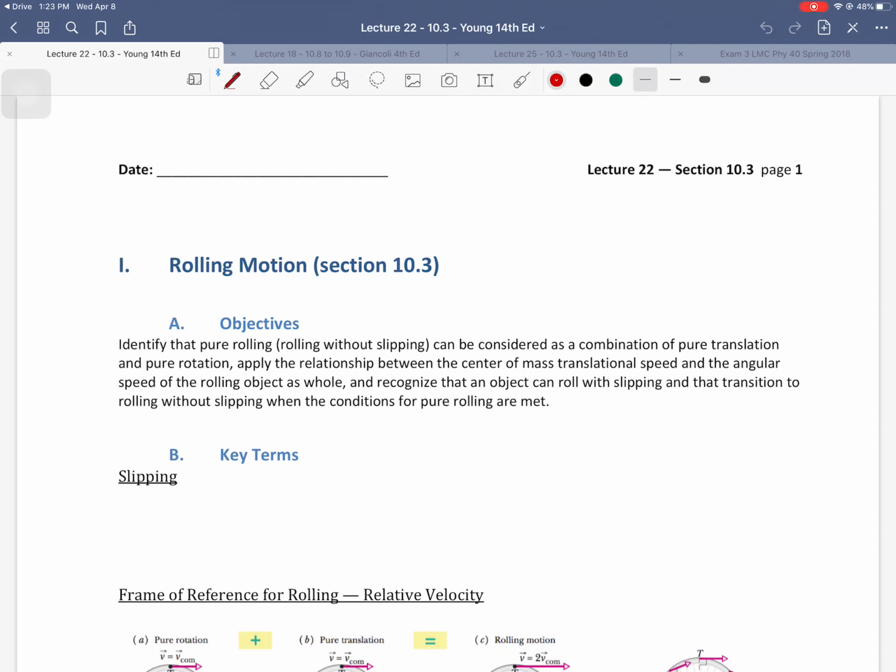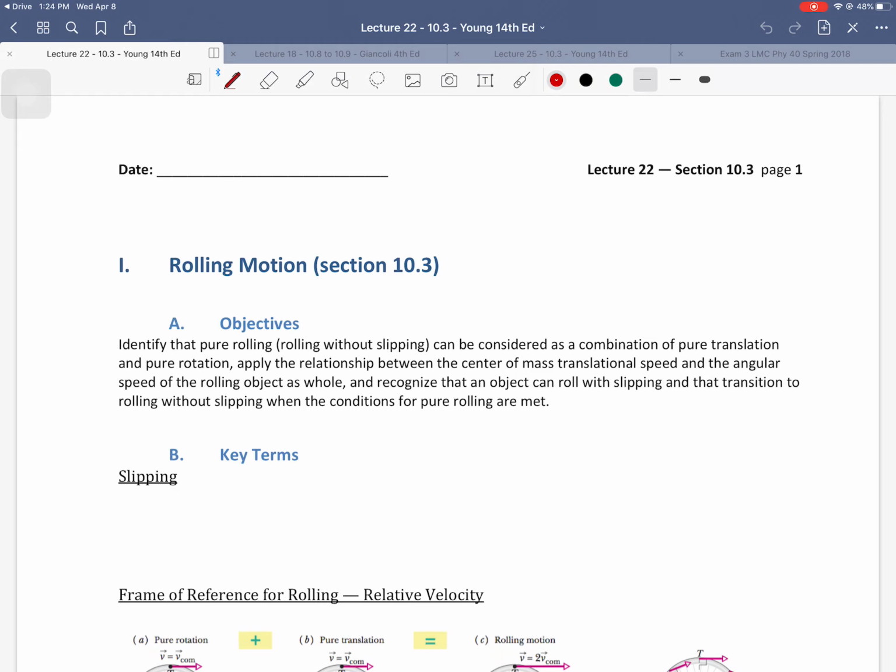Hello and welcome to the first part of Lecture 22. Here we're going to be covering Section 10.3 from Young 14th edition. The topic is rolling motion. This lecture is designed to get further practice with rotational motion, specifically rotational motion combined with translational motion.